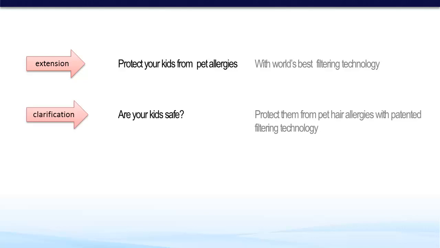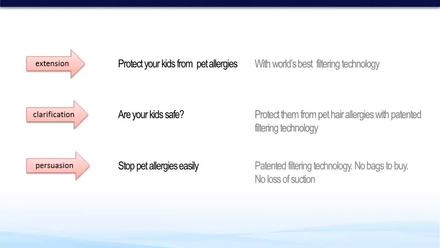The second way to write a subheadline is using clarification. Clarification allows you to write a short and punchy headline and then flesh it out. So for example, are your kids safe? It's catchy, but it doesn't really explain what the landing page is about. The subheadline clarifies that. Protect them from pet hair allergies with patented filtering technology.